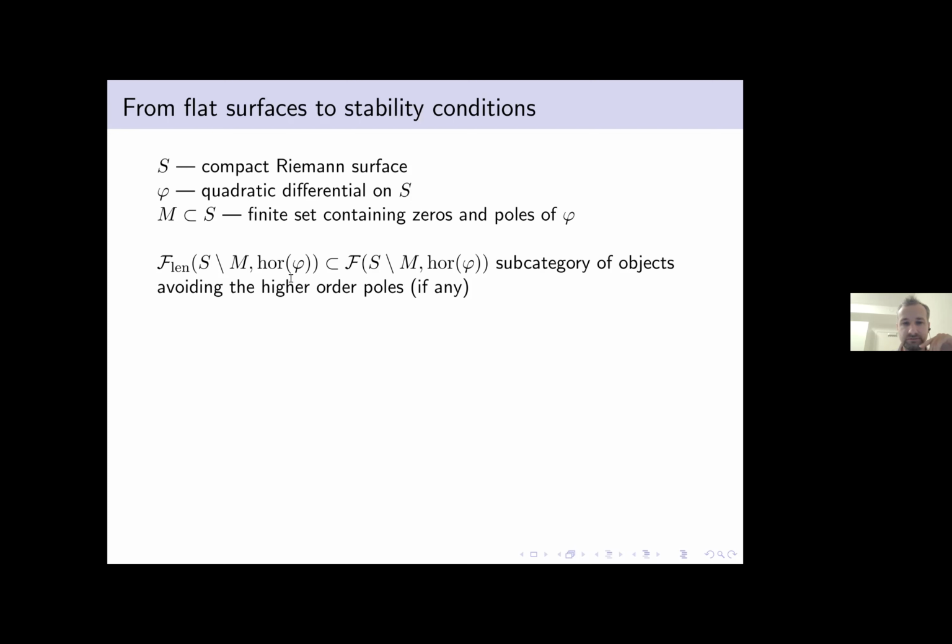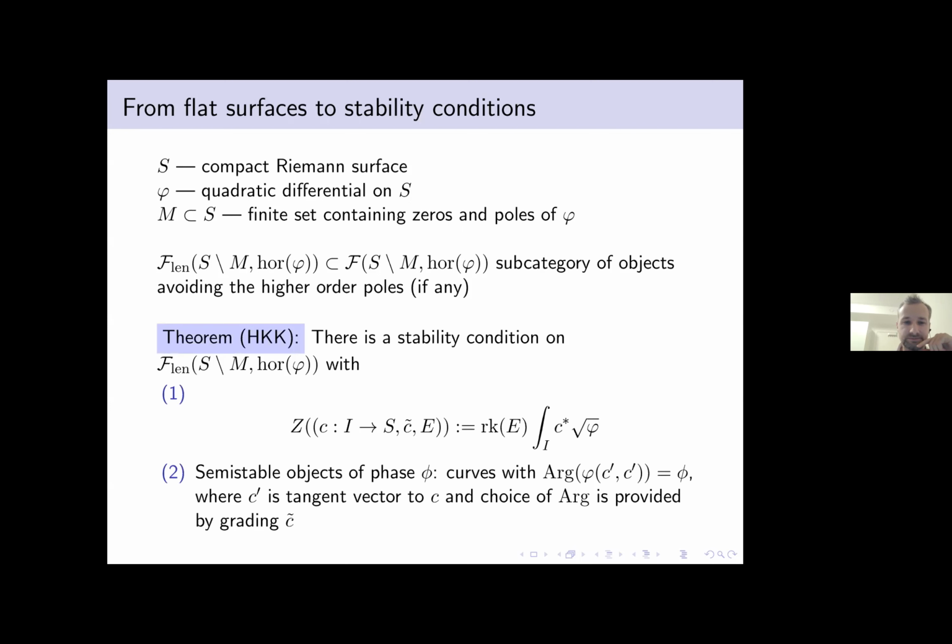And also you need to pass to a subcategory which avoids all the higher order poles. The problem is if you have some curve and it approaches a higher order pole, that's a perfectly fine object in this wrapped Fukaya category. But if you try to define a central charge, we would want to integrate along this curve, and we would get some infinite answers. So if we want our objects to have finite central charges, then we need to restrict to objects which don't approach the higher order poles. So that will be just some full subcategory in this wrapped Fukaya category. If you don't have any higher order poles, then it's just the same category. Don't need to do this step.